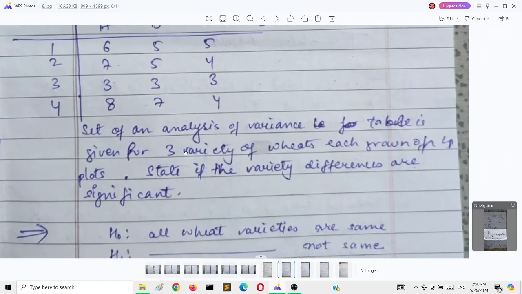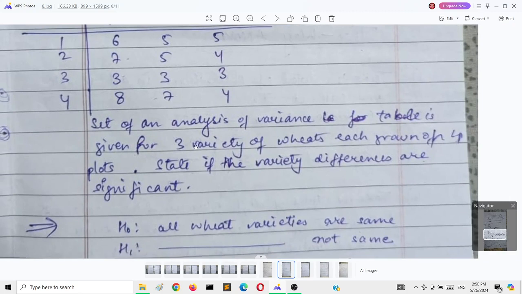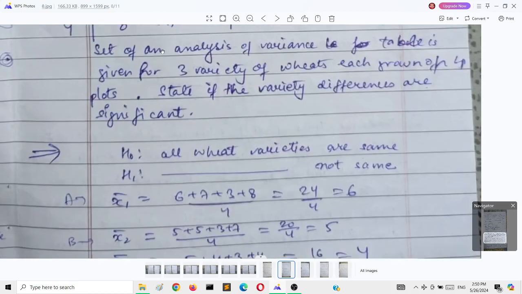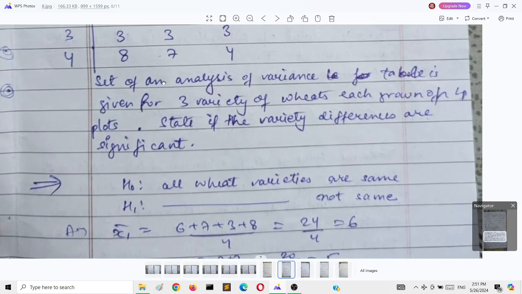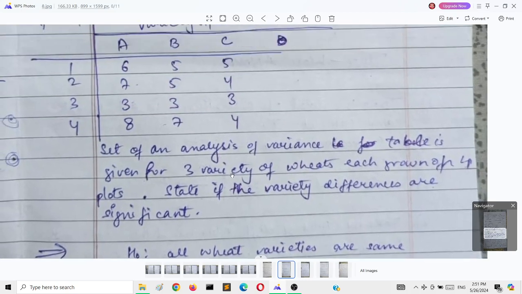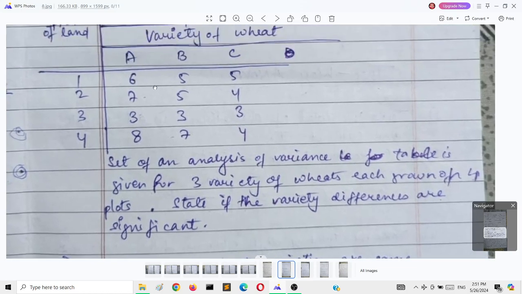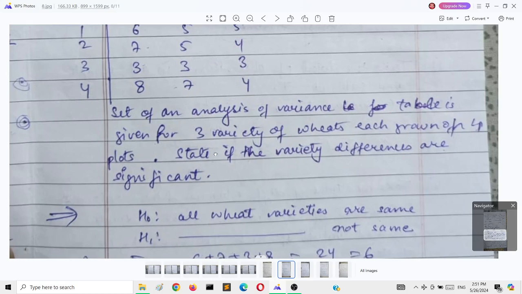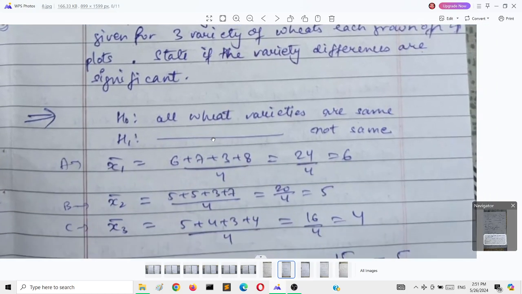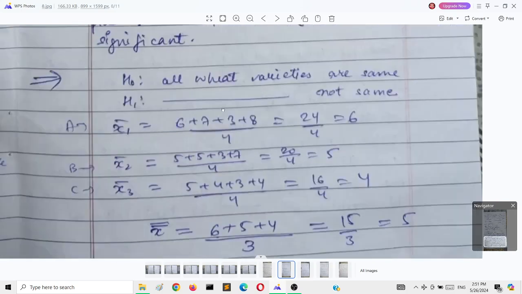Now, a set of analysis of variance is given for 3 varieties of wheat for 4 plots. State if the variety differences are significant, means in the 4 plots of land are the variety differences very significant. Let's see: all the wheat varieties are same. Second one is that all the wheat varieties are not same. Means you want to know whether all the wheat varieties are coming out to be same in all plots of land. That's actually our null hypothesis, and the alternative hypothesis is the opposite of it, that is all the wheat varieties are coming out to be different.